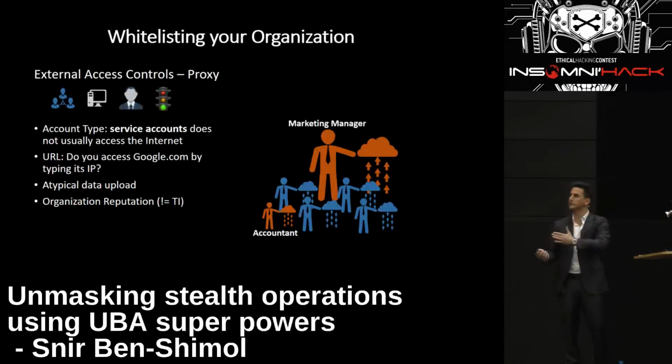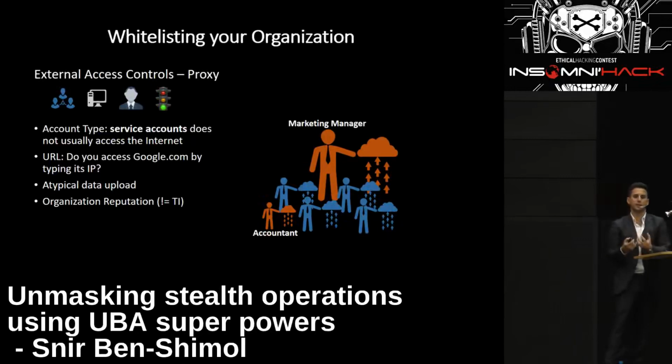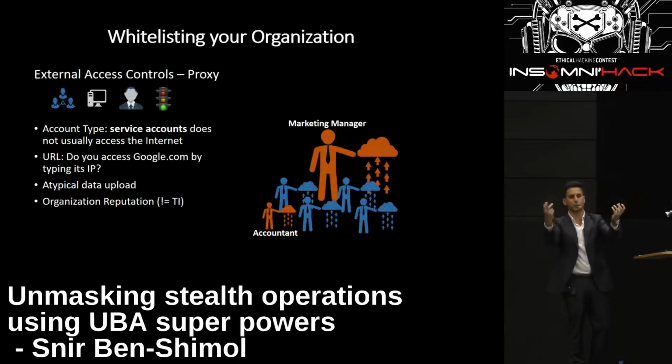And the other part is that it may be a massive upload, but it's okay because that user usually uploads a massive amount of data. I can learn that from looking at the proxy log and combining the proxy log with the Active Directory log to get the user machine and the user identity. So if I have the usual amount of data uploaded by that user from that machine, I can correlate those insights in order to create a model of abnormality.